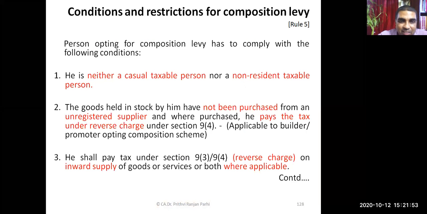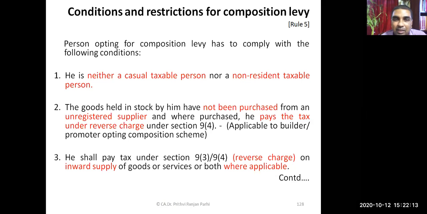Okay, so here also that condition says that the second condition is applicable to the builder promoter who is opting for composition scheme, not for others. Third condition you have to see. He shall pay tax where reverse charge is applicable.